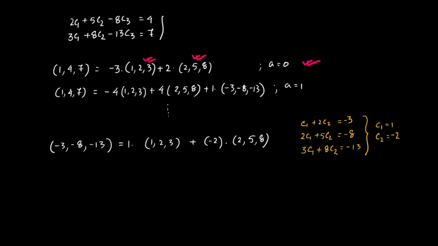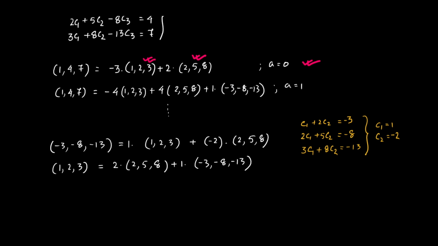Now, actually, any vector in the given set can be represented as a linear combination of the other two. For example, I can write this (1, 2, 3) as equal to 2 times (2, 5, 8) plus 1 times (minus 3, minus 8, minus 13).